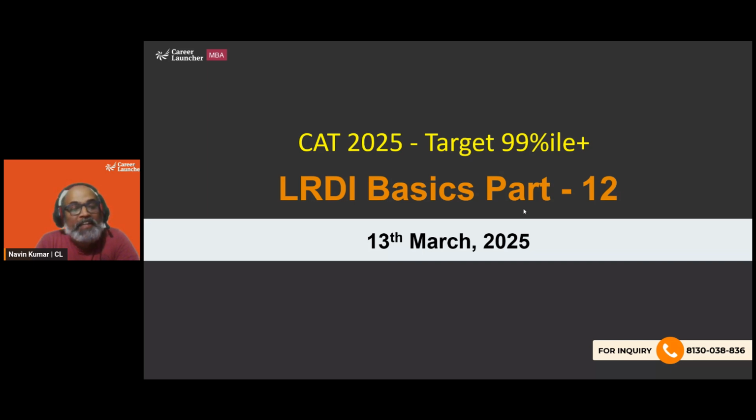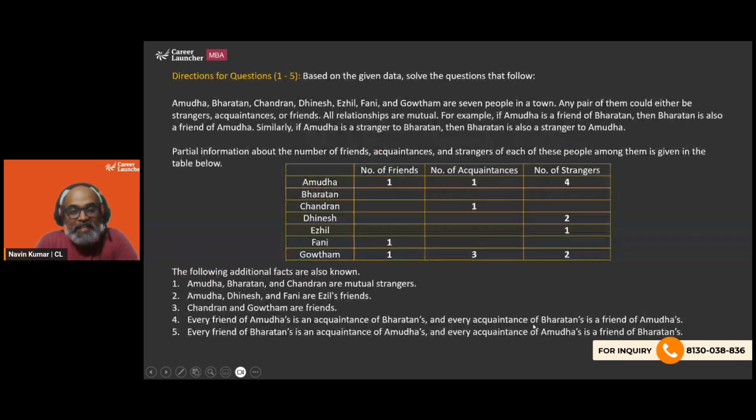So, today we'll be looking at LRDI Basics Part 12. This is going to be the 12th set of this series. This is a set that has appeared in CAT earlier, and it's a very good set. It's a great combination of how to relate, correlate, and disjoint the values. Okay, so let's read and understand what this is about.